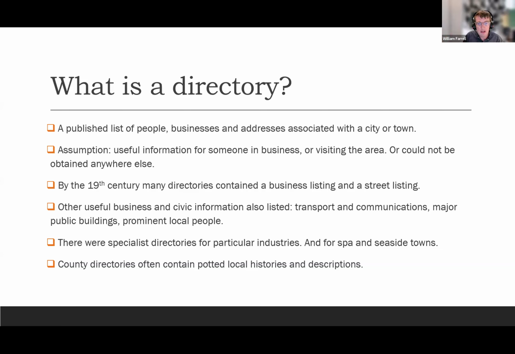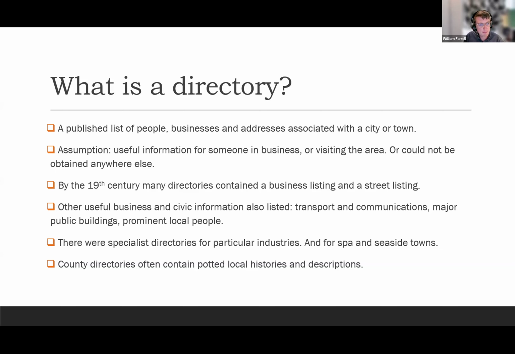So what is a directory? The short answer, which we used to say to students, was that it was the yellow pages of the 19th century, but current students don't know what the yellow pages is. So to be very technical and a bit dry, a published list of people, businesses, and addresses associated with a city or town. So they are printed reference works, and the core is very factual.